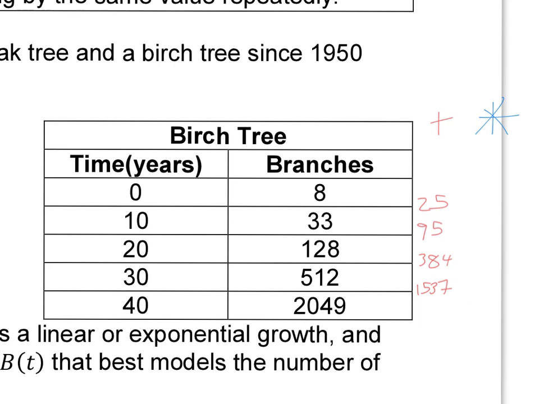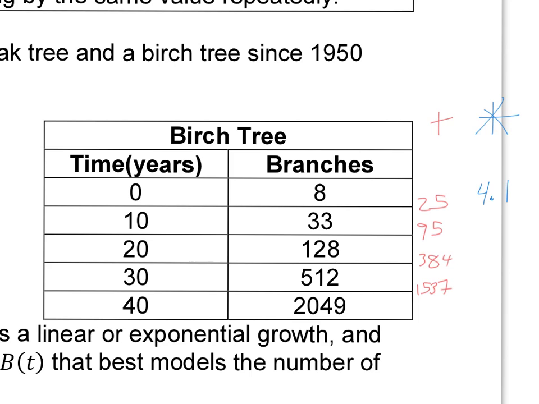Now let's talk about what happens when we multiply. Again, we're just going to divide by the previous number. So 33 divided by 8 is, I'm going to probably just do one decimal here, 4.1.